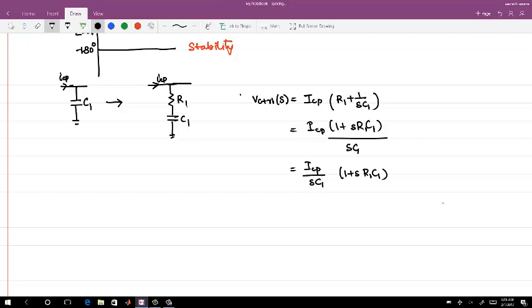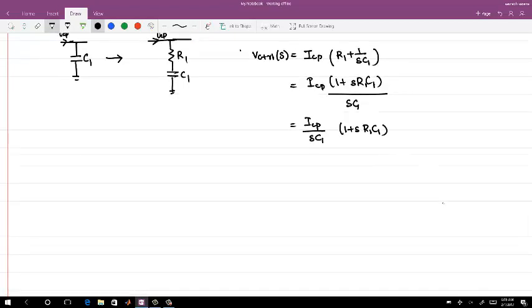Okay, so now the open loop gain of the PLL is equal to ICP by 2 pi, then you have 1 plus SR1C1 by SC1 into KVCO over S, right?